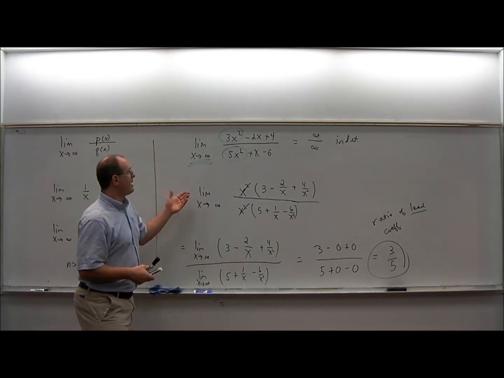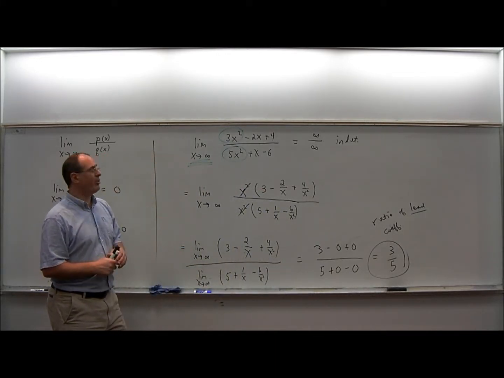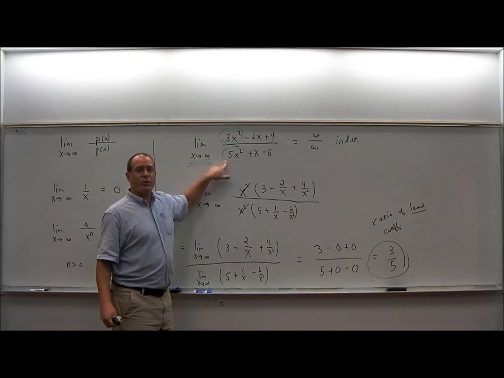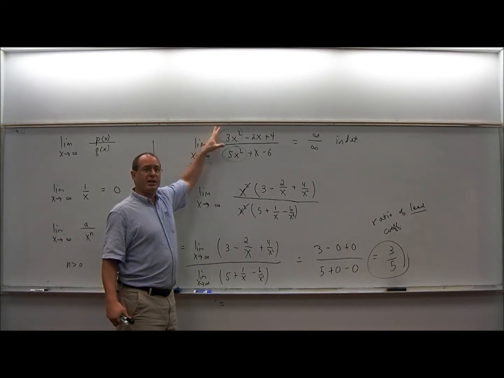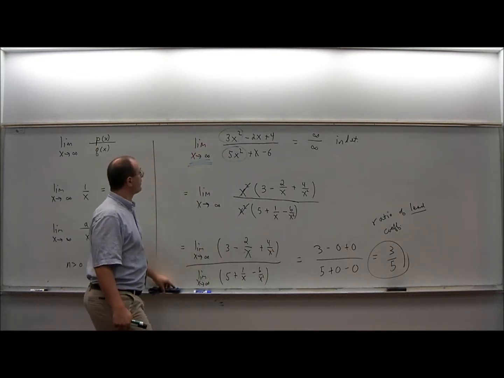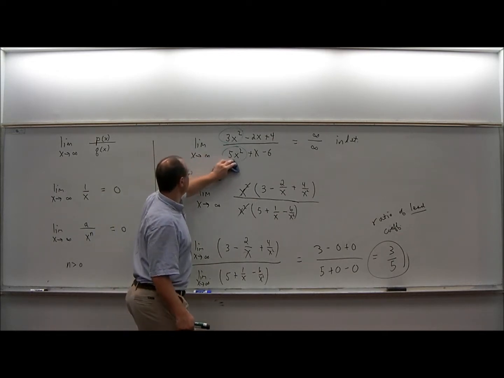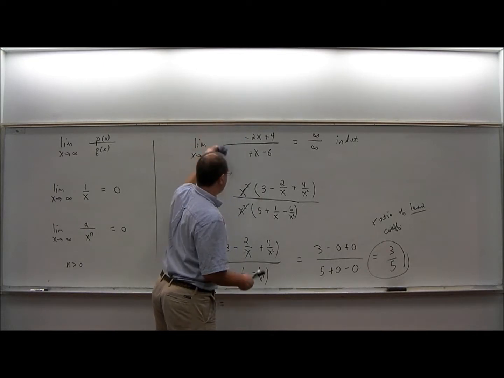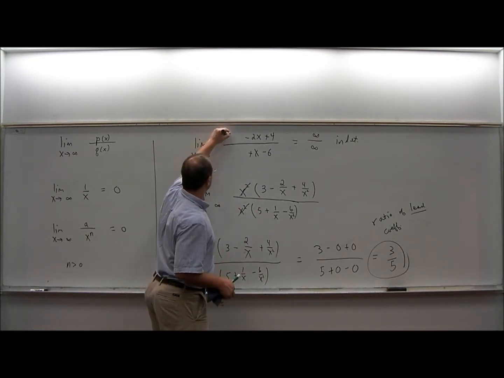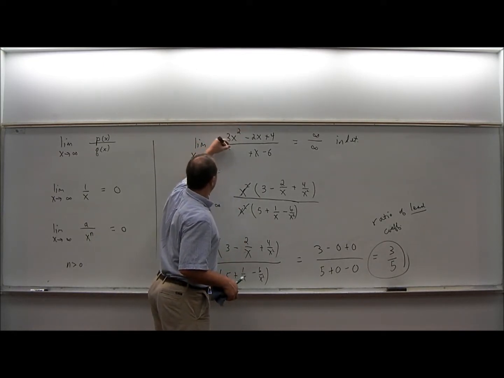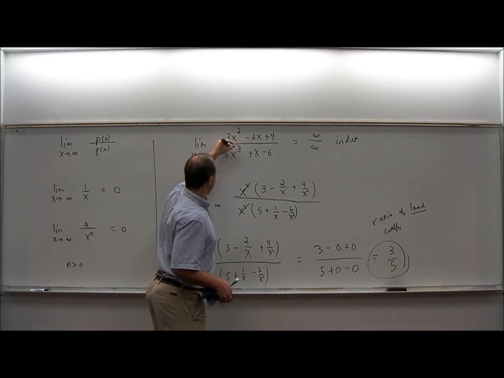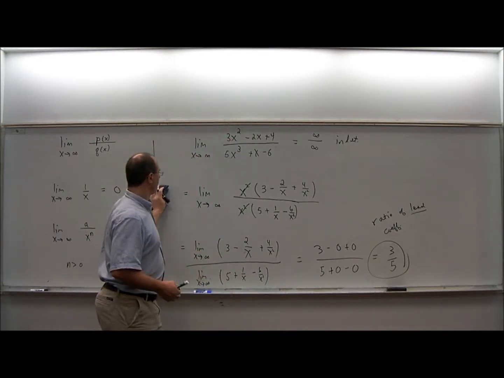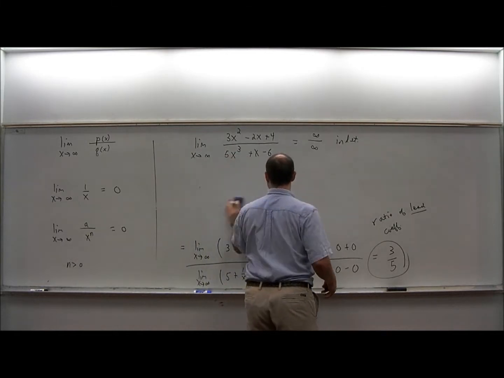So that leads us to making a couple of other examples. What happens if we make the power on the bottom bigger than the power on the top, and vice versa? So let me change this example slightly, and instead of 5x squared on the bottom, let me make it 5x cubed. And let's see how that changes things.